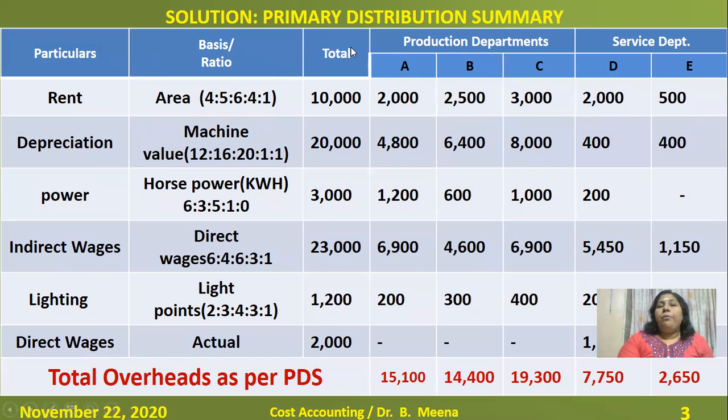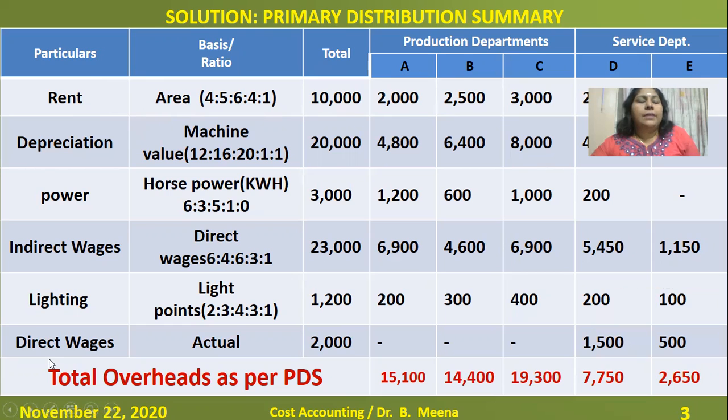In the usual way, we'll put the heading as primary distribution summary and have the columns like that: particulars, basis, total, production departments A, B, C as per this problem, and service departments D and E. And first item, first I show. So this is my advice for all the students. First, you write the direct wages, which I had written as the last item. Otherwise, you may forget to write this item. So whenever you have materials or wages, you just write that item as the first item under the service departments alone and take the summation.